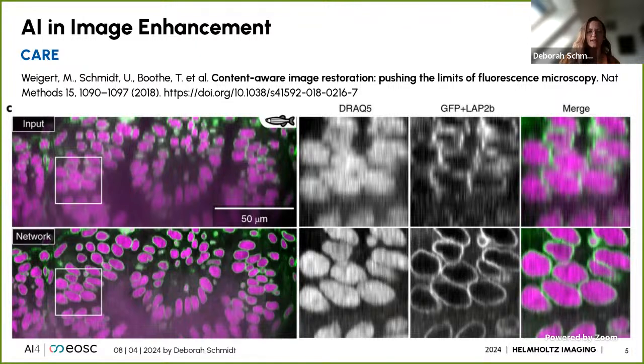Let's talk about another method for enhancing the image quality, using content-aware image restoration, pushing the limits of fluorescence microscopy. What is done here is what you usually do with a classical UNet: you train it on, in this case, a low quality and a high quality data set.